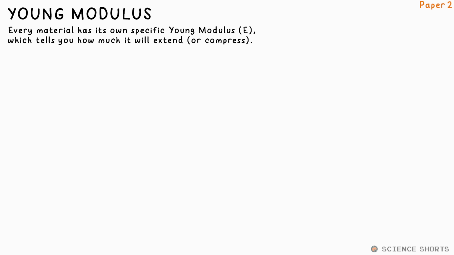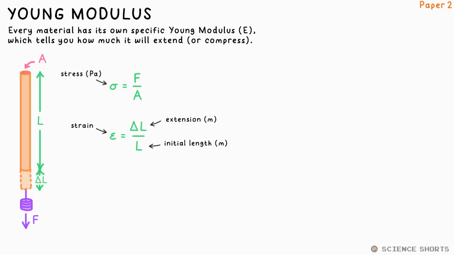Even if not a spring, materials can still be stretched or compressed. They can be deformed with a force. Stress is basically pressure, it's force per unit area, so newtons per meter squared, also called pascals. Strain is just a ratio of extension to original length.